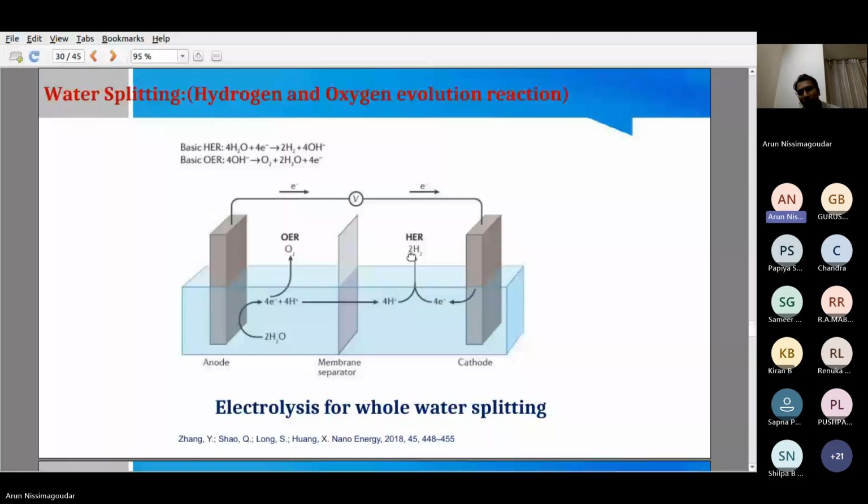So to get one hydrogen out, one electron will be required. So there will be 4 electrons required to take out the 2 hydrogens. Similarly, for this one, 2 protons are needed to get out the oxygens.